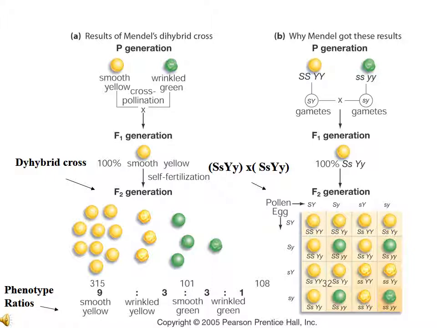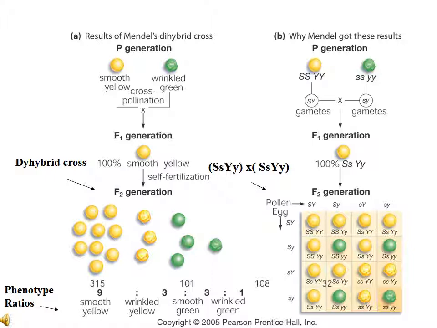But this time, notice that we have 16 squares. So let's see how we go through this process. We have the genotype big S, little s, big Y, little y. What are the possible gametes that can be formed if I do a cross between big S, little s, big Y, little y, and another organism that is identical? So look at my cross to the left. My cross is between two organisms, big S, little s, big Y, little y, times big S, little s, big Y, little y. Now, since both have the exact same genotype, the gametes are going to be identical.